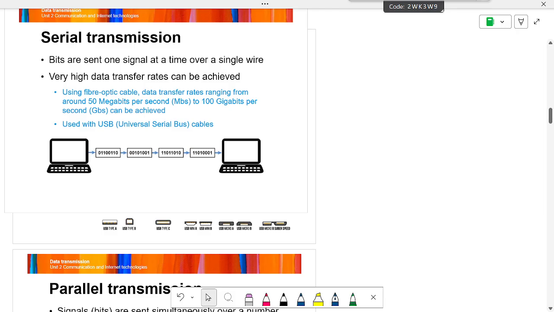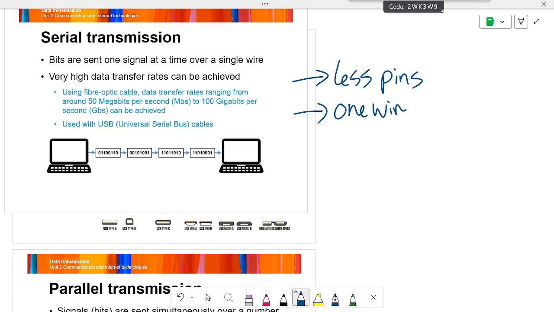Okay, so this is serial. Let's write some good things about serial. It has fewer pins. What are some other good things about serial? It only has 1 wire, so it's cheaper. And it's used, as Wendy said, for long distance.